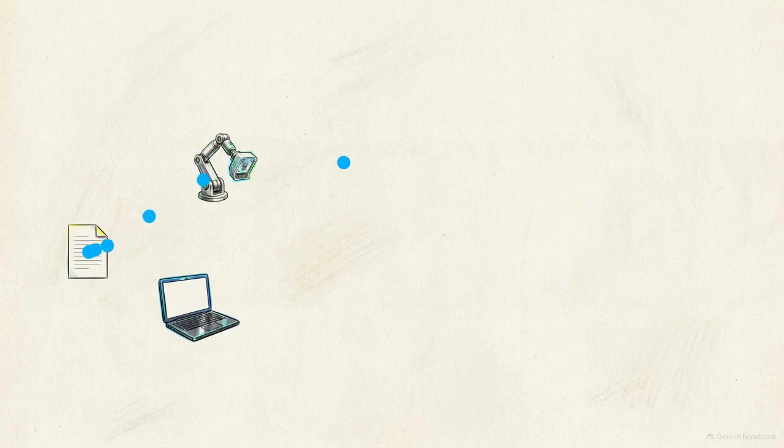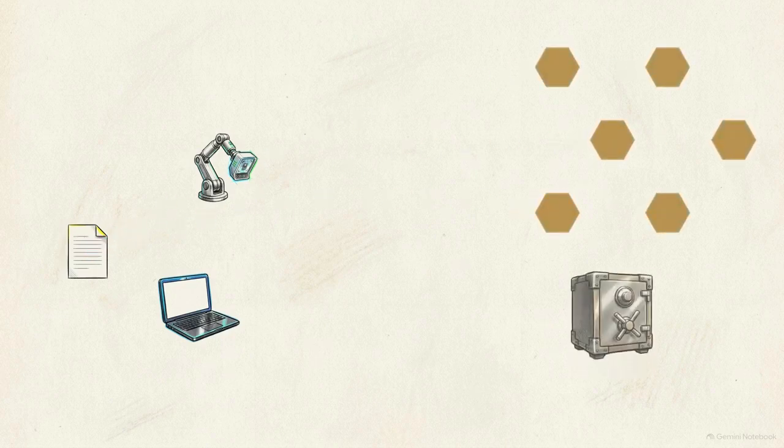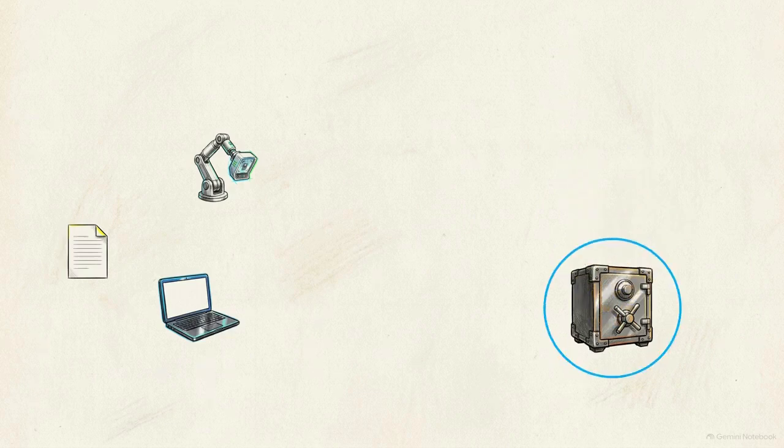When you drop in source materials, the system extracts verifiable claims and files them into an interlinked plain text vault that remains entirely under your control.